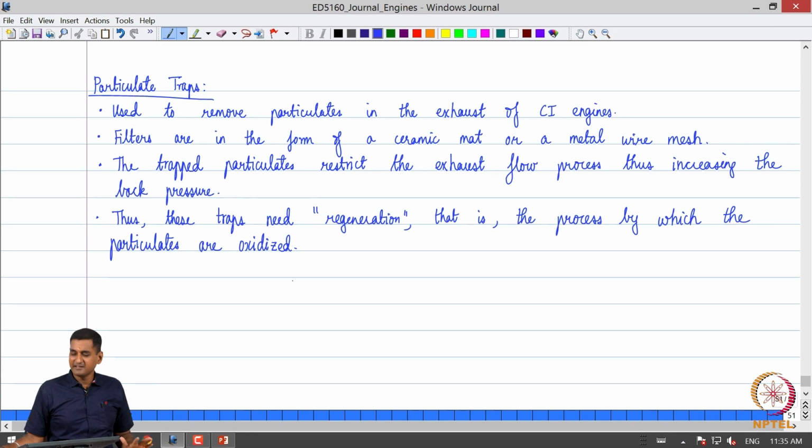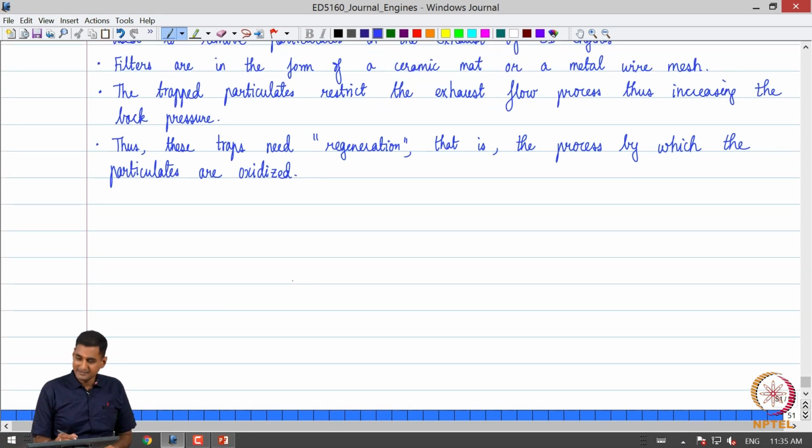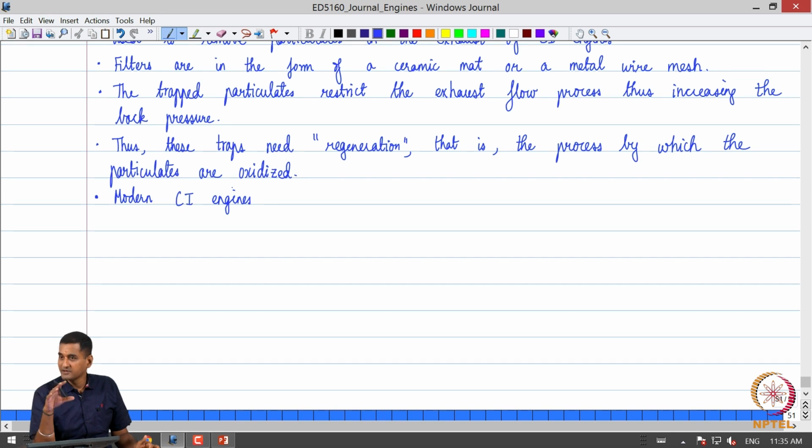That is not a very ideal scenario, but that is a limitation of using a particulate filter. But in modern diesel engines, if you look at modern CI engines, one uses advanced injection technology and well designed combustion chambers to promote proper combustion. So, the amount of particulates in the engine exhaust, by design of proper injection and combustion chamber, has been greatly reduced in modern diesel engines.